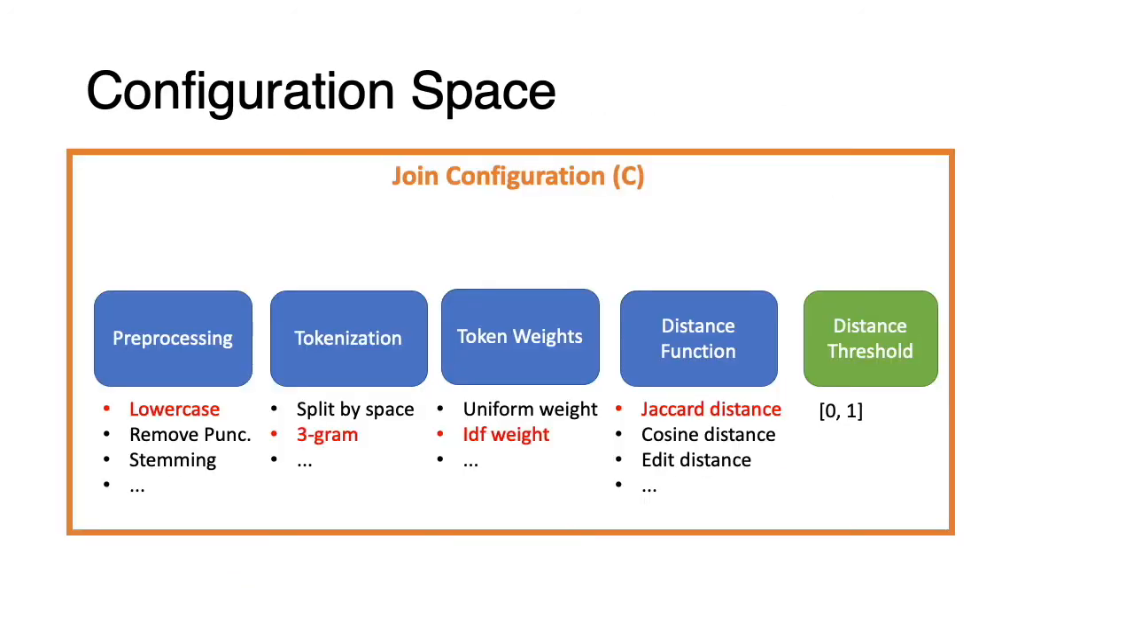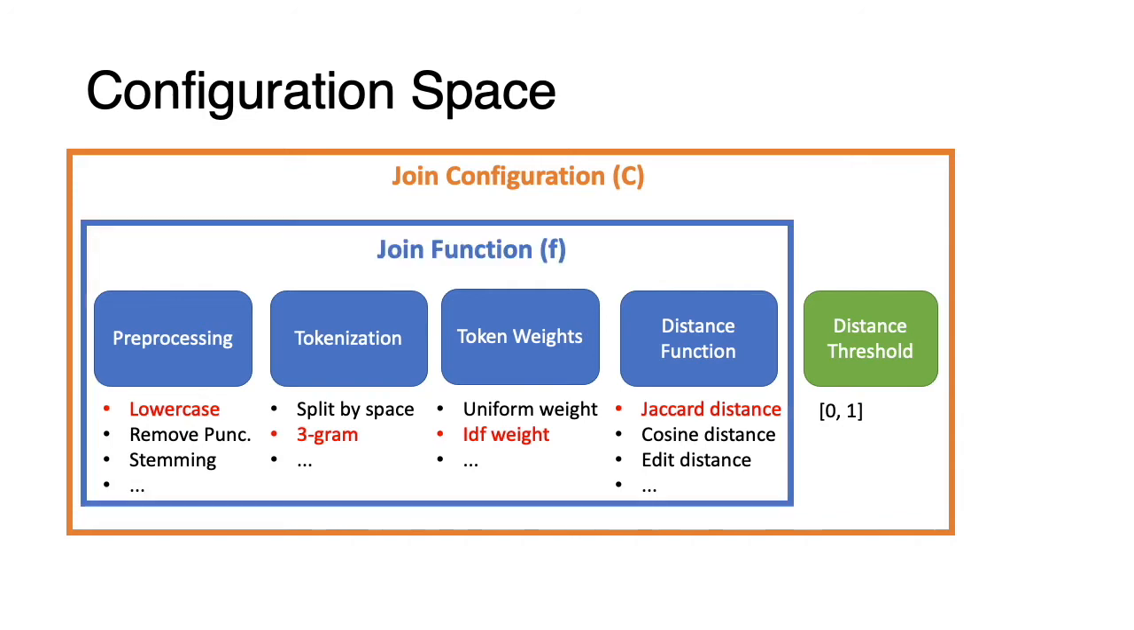We summarize the common fuzzy join configurations into 5 classes, including preprocessing, tokenization, token weights, distance function, and distance threshold. Combining the options in the first 4 classes, we get what we call a join function, which specifies a method to compute the distance score between two records. For example, we can choose lowercase, 3-gram, IDF weight, and Jaccard distance as a join function. Applying this join function onto records, we can get a distance score. By comparing the distance score with the distance threshold, we can determine whether two records are matches or not.